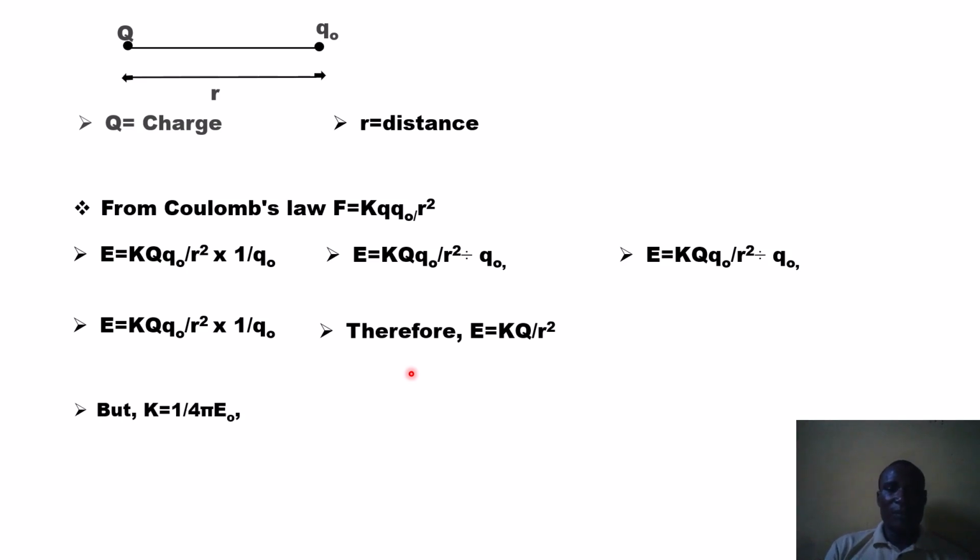Our K is constant, and this is the formula for the constant. It could be given as 8.988 times 10 raised to the power of 9, or 9 times 10 raised to the power of 9, as the case may be, depending on the unit you are using.